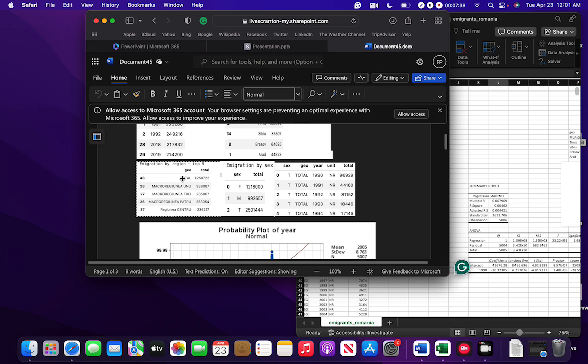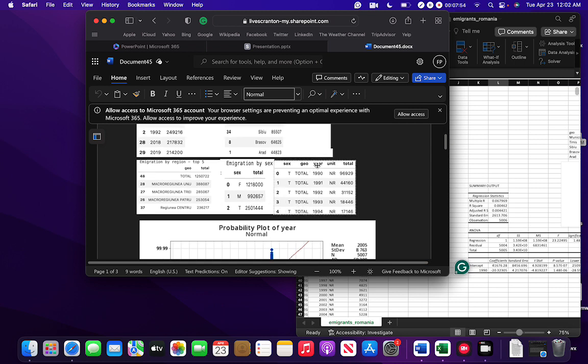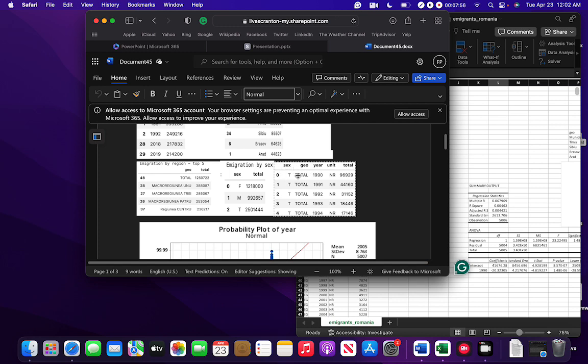The next one is immigration by region. Then immigration by sex. And surprisingly, female is larger than male. And then last, this graph.